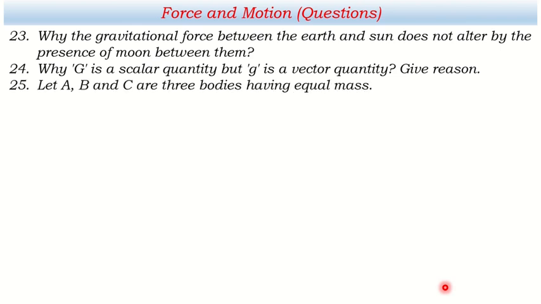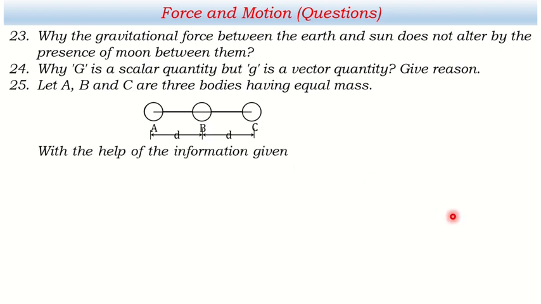Okay, let A, B and C be three bodies having equal mass. Look at this diagram. A, B, C, three bodies are shown. All of them have equal mass. And there is additional information also. The distance between A and B is D. And the distance between B and C is also the same, D, equal distance.